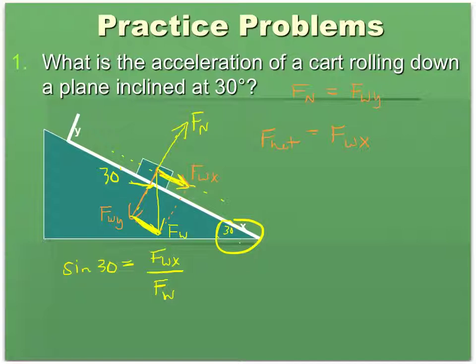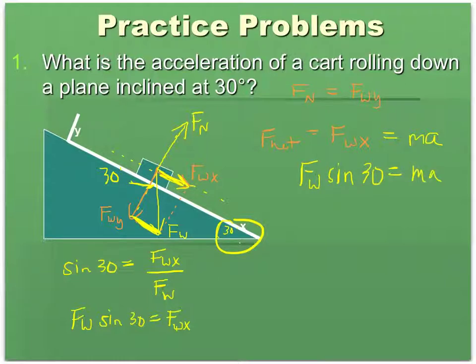When I rearrange this, I know that FW times the sine of 30 is going to be equal to FWX. Okay? Now here's where I can start to substitute in some values. We know that Fnet is equal to FWX, and we also know that Fnet is equal to MA. Using SOHCAHTOA then, I can substitute in FW sine of 30 for Fx and set that equal to MA.